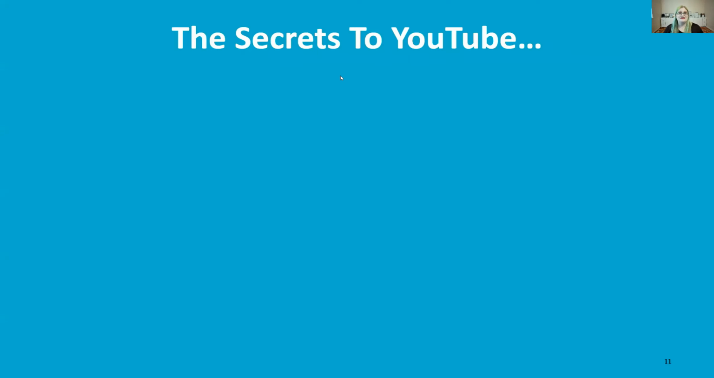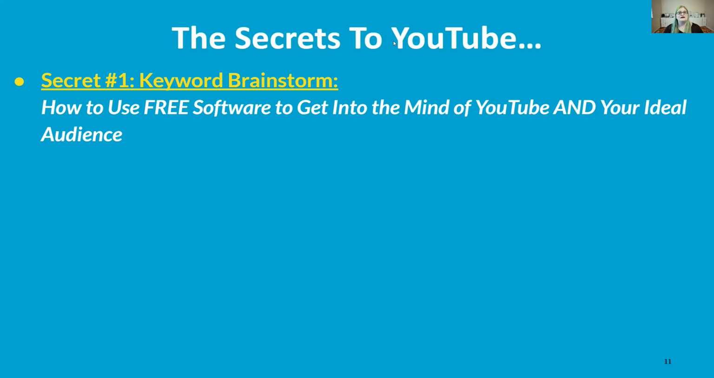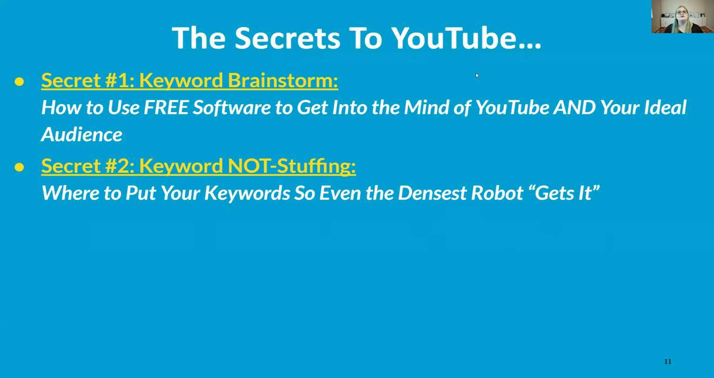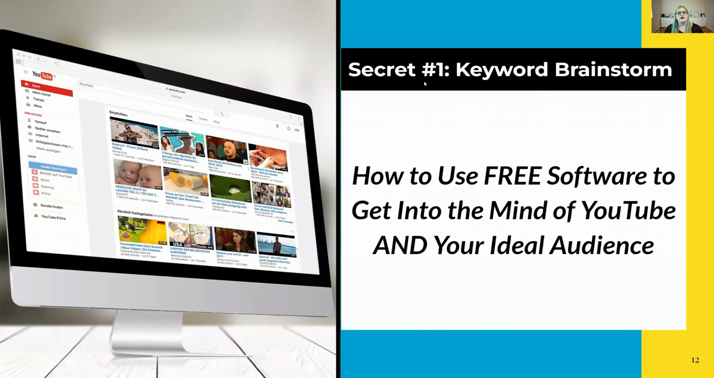Now, do you want to know the secret to YouTube? Secret number 1 is the keyword Brainstorm. This is how to use free software to get into the mind of YouTube and your ideal audience. And secret number 2 is keyword not stuffing. This is where to put your keywords so that even the densest robot gets it. Let's jump right into secret number 1, keyword Brainstorm. How to use free software to get into the mind of YouTube and your ideal audience.